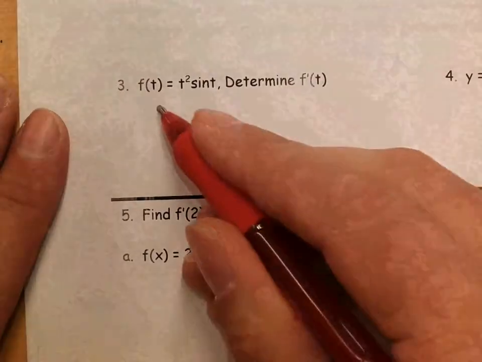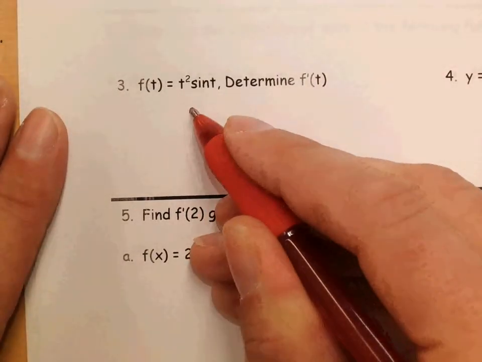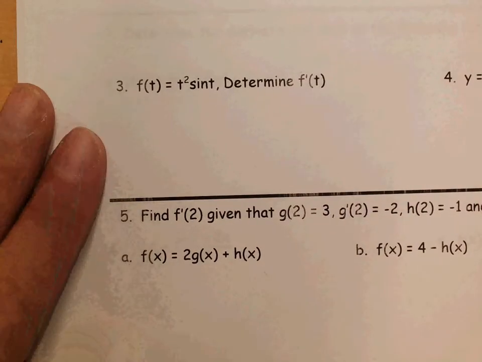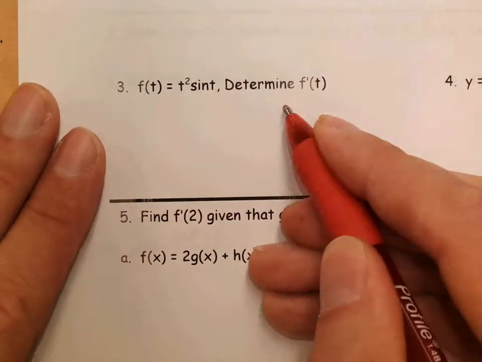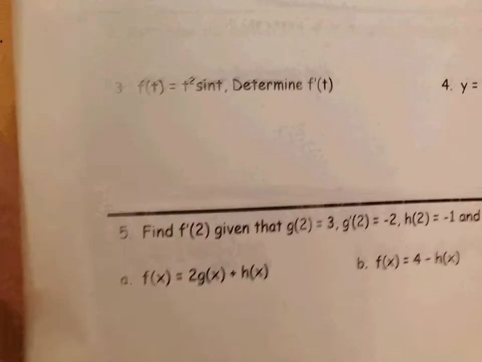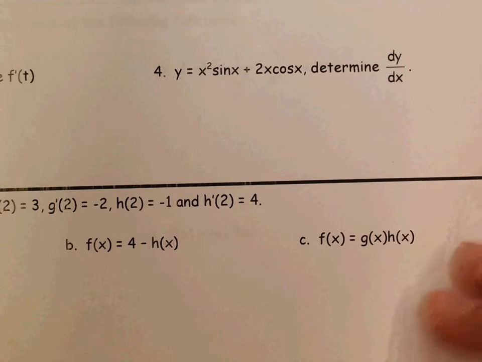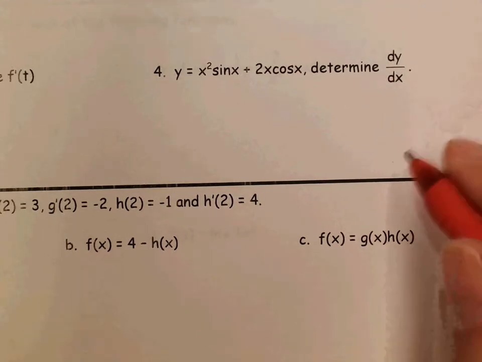The third one says, this time it's a function of t, but I want you to find f prime of t. Works exactly the same way as if it were x's. You should end up with a formula for the slopes at different t values. And the fourth one asks you to determine dy dx. I'll do this one because I think it's the most complicated of the set.